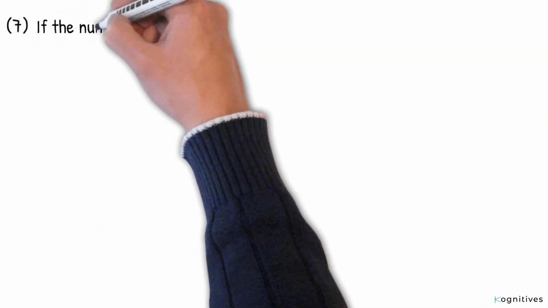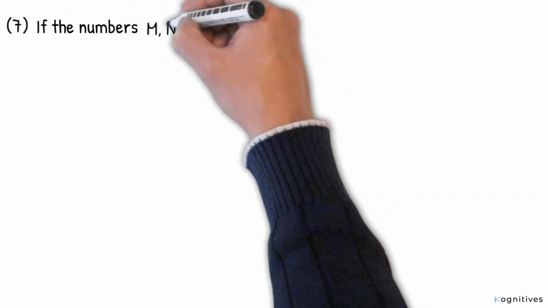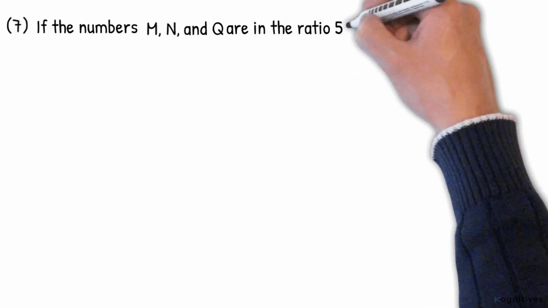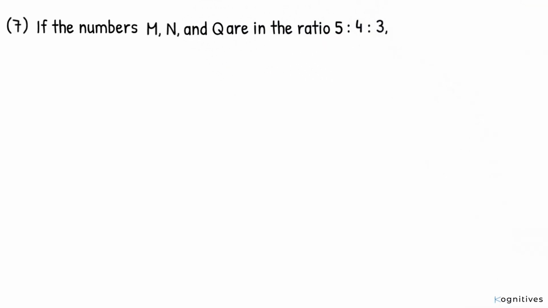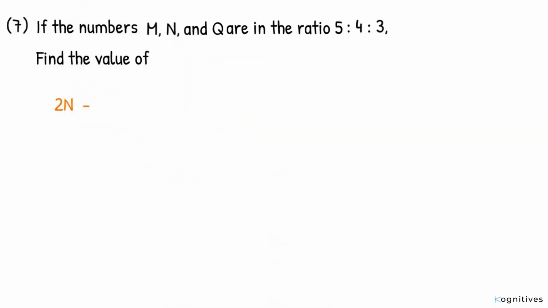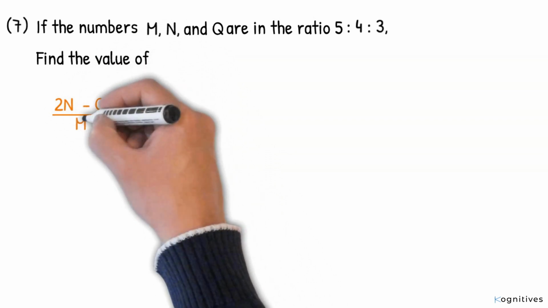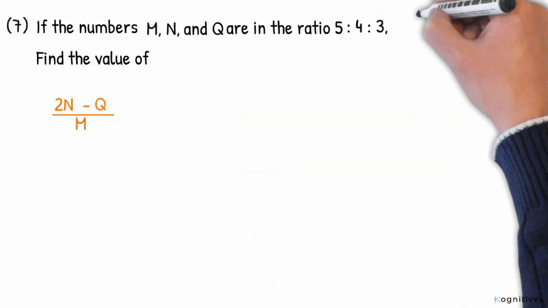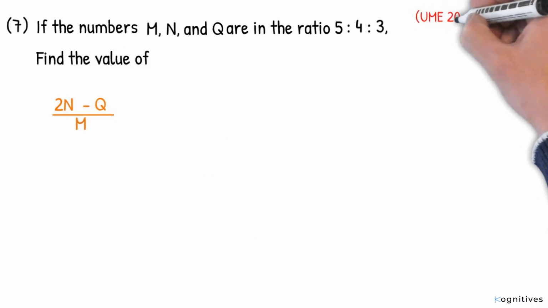The next question says, if the numbers M, N, and Q are in the ratio 5 ratio 4 ratio 3, find the value of 2N minus Q all over M. Now, this is from JAMB 2011.